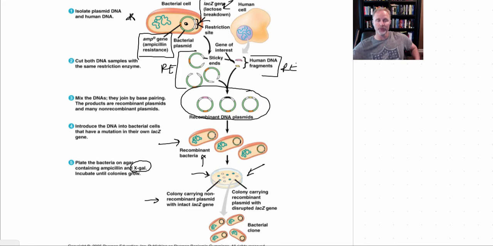The blue ones are no good. Those did not get any gene inserted in, like you're seeing in these three examples right here. What happened was they might have broken and then they went right back together with no gene being inserted, so you can get rid of those.